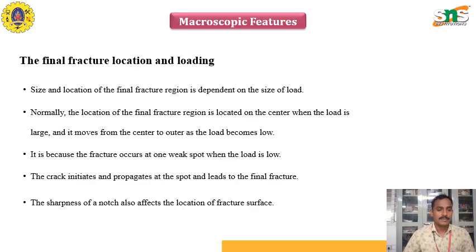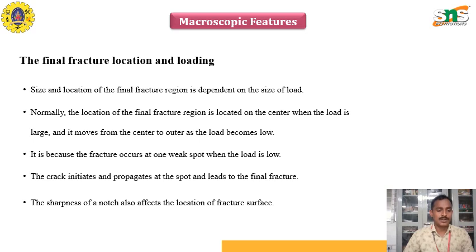In the macroscopic final fracture, the size and the location of the final fracture region depend on the size of the loads. Normally, the final fracture region is located at the center where the load is large, and it moves from the center to the outer area as the load becomes low. It is because the fracture occurs at one weak spot where the load is low. The crack initiates and propagates at that spot and leads to the final fracture.